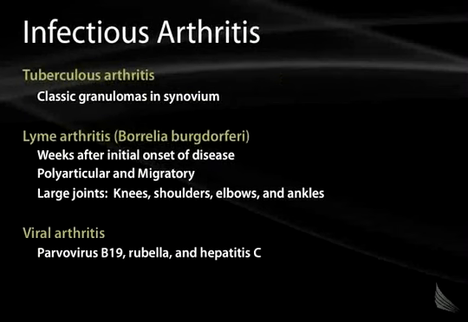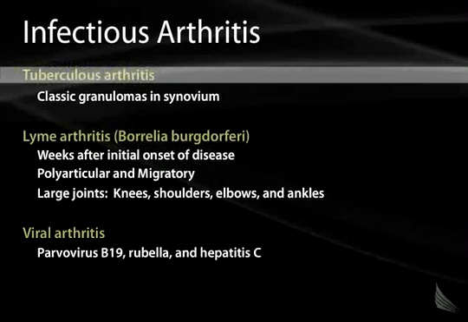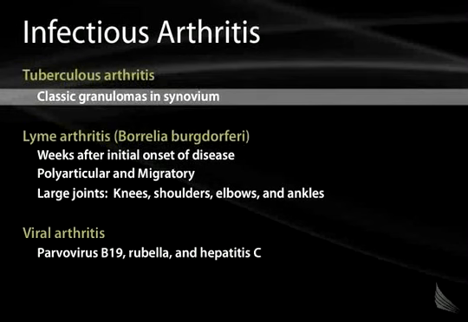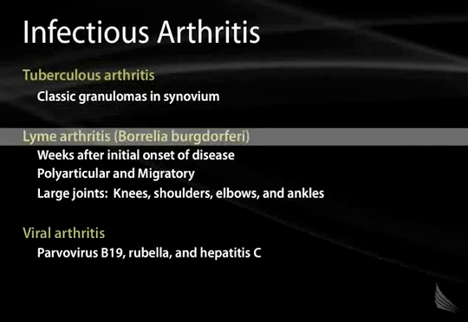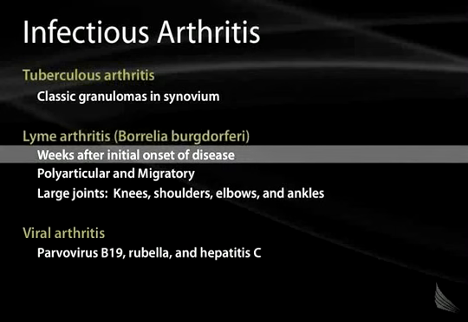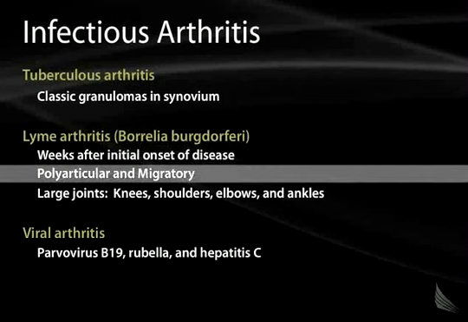Other forms of infectious arthritis to think about include tuberculous arthritis, where one will see the typical granulomas that one associates with tuberculosis present within the synovium. Also, if dealing with patients that come from the northeastern United States, think about the possibility of Lyme arthritis, secondary to infection with Borrelia burgdorferi. Here you will see the arthritis weeks after the initial onset of the disease. Also, unlike some of our other arthritides, here the arthritis will be polyarticular and migratory.